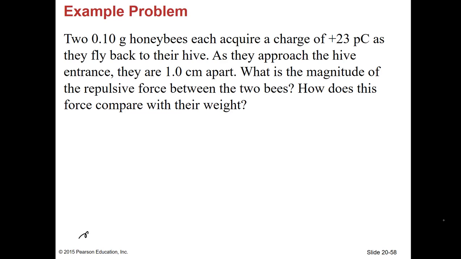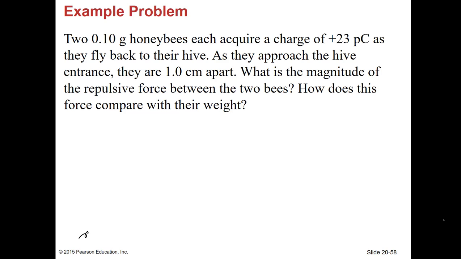So I thought we could start with an example problem. 2.1 gram honeybees each acquire a charge of plus 23 picocoulomb. Pico means times 10 to the minus 12th, SI unit, just a small amount of charge here. As they fly back to their hive, as they approach the hive entrance, they are 1 centimeter apart. What is the magnitude of the repulsive force between the bees, and how does this force compare to their weight?